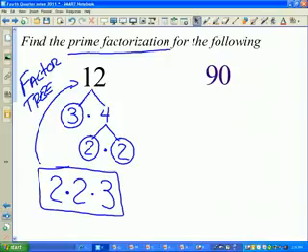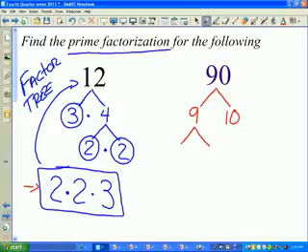Okay? So looking at 90. For 90, we can start any which way. We can say 3 times 30. We can say 9 times 10. We can say 45 times 2. It doesn't matter which set of numbers you start out with. No matter what, your prime factorization is going to be exactly the same. So let's just say 9 times 10.